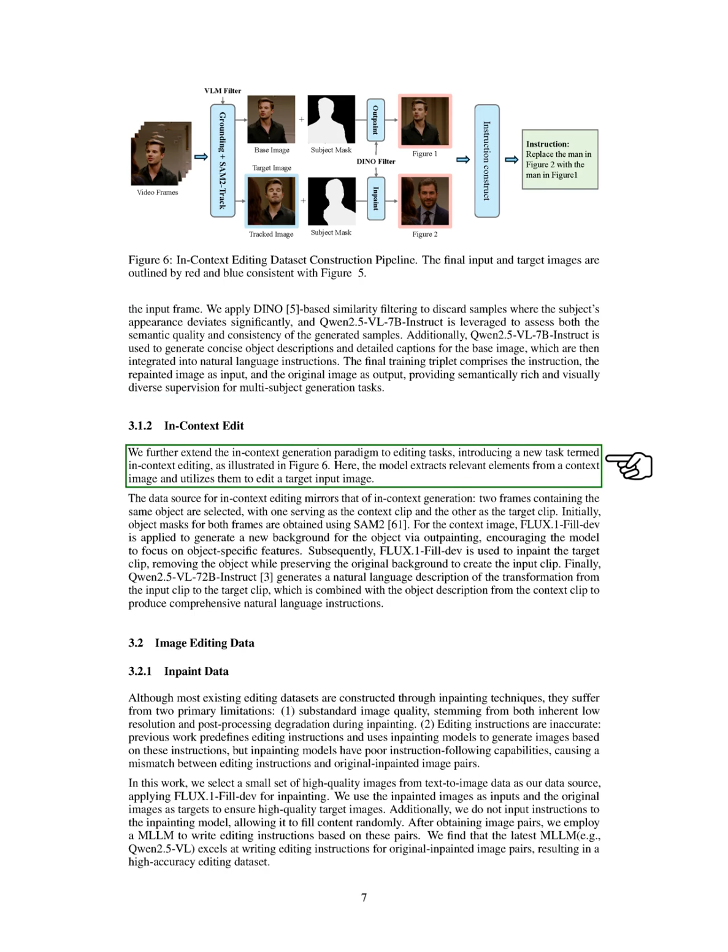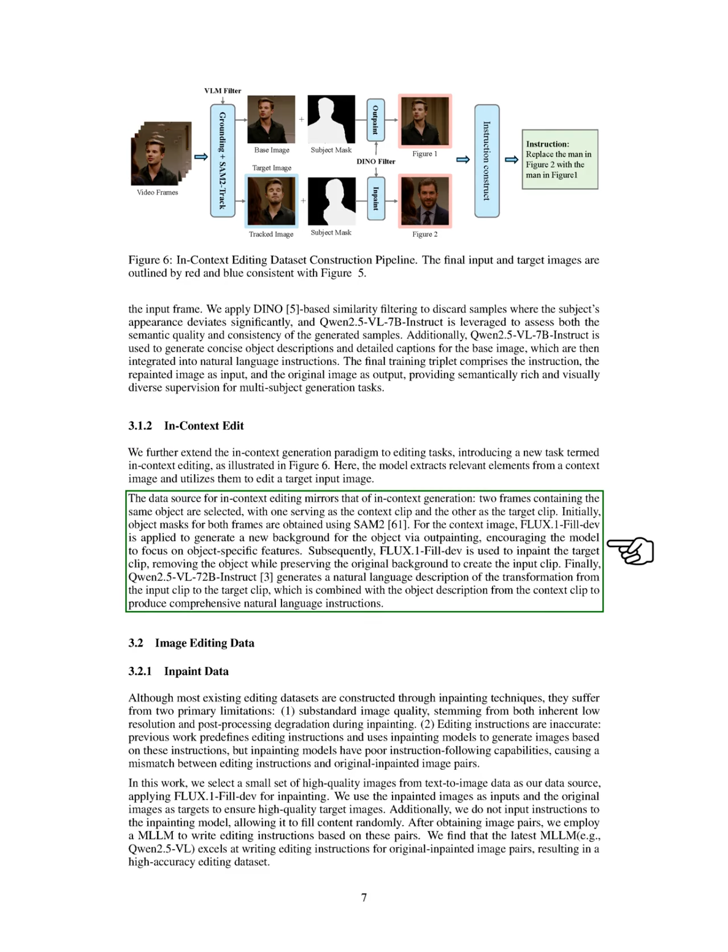We also extend this in-context generation approach to editing tasks, introducing in-context editing. In this task, we extract relevant elements from a context image to edit a target input image. The data source for in-context editing is similar to that of in-context generation. We select two frames with the same object, one as the context clip and the other as the target clip. We obtain object masks for both frames and apply outpainting to the context image to create a new background, helping the model focus on object-specific features.